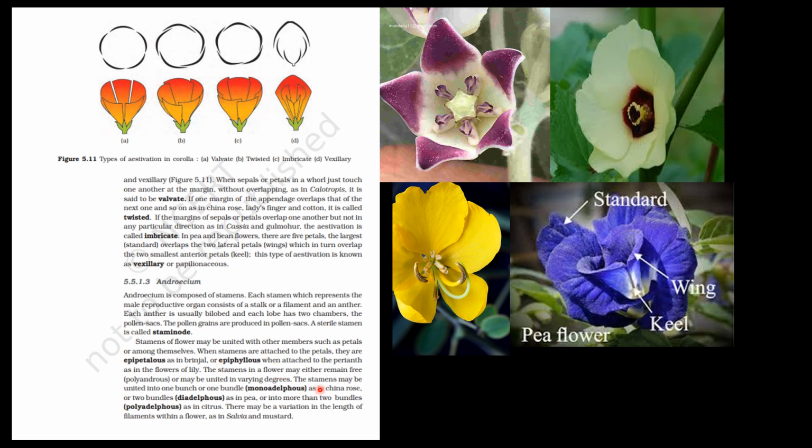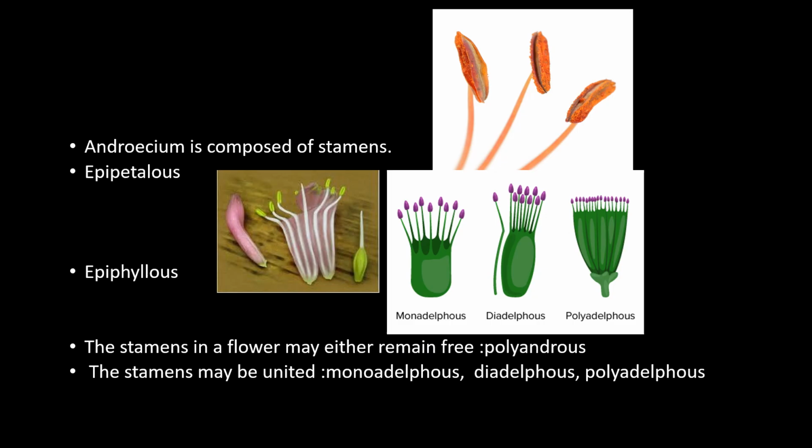What is monoadelphous? The stamens may be united into one bunch or one bundle. When it's two bundles, it is diadelphous, and more bundles is polyadelphous. Let us consider this example. Look at this. Here it is monoadelphous. All the stamens are fused, and its filaments are fused to form a bundle like this. So this is monoadelphous, this is diadelphous, and this is polyadelphous. So androecium is composed of stamens, which may be epipetalous, attached to the petal, or epiphyllous. The stamens in a flower may either remain free, polyandrous, or may be united, monoadelphous, diadelphous, or polyadelphous.